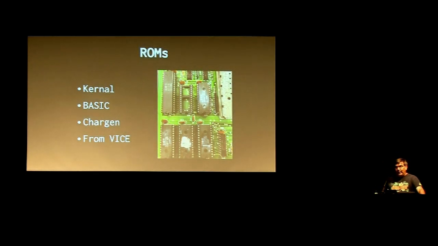So when it comes to writing an emulator, the first thing that you need is to get a hold of the ROMs for the computer. So we're talking about the Commodore 64. There are three ROMs that we are concerned with. The first one's called the kernel, and that basically provides the rudimentary operating system for the computer. Note that the word kernel is spelled wrong.